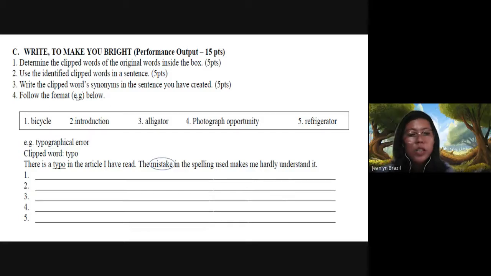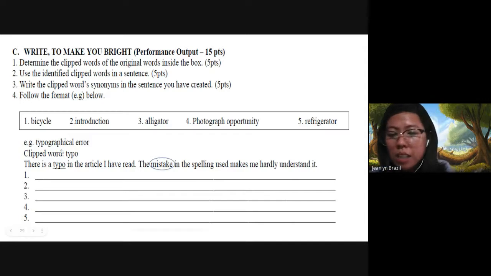Okay. So, dito, ang original word, thank you, Shandy. The original word here is typographical error. So, ang original word pala ng typo na binasa ni Shandy kanina is typographical error. So, hahanapin na ngayon yung clip word ng typographical error. Ano ba ang clip words ng typographical error?